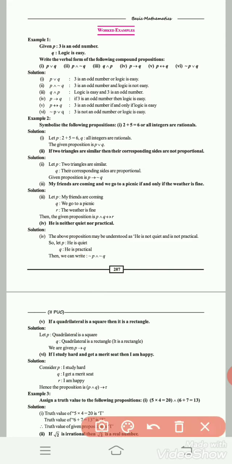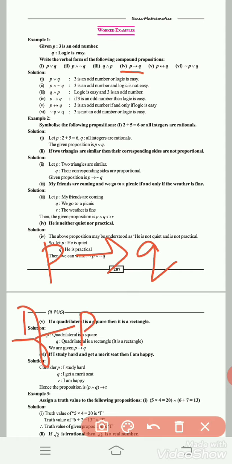Next, fourth one, P implies Q. P implies Q means what? If P, then Q. The meaning of P implies Q is if P statement, then Q statement. Therefore, here if P statement is 3 is an odd number, then Q statement, logic is easy. Therefore, fourth one, P implies Q is if 3 is an odd number, then logic is easy.